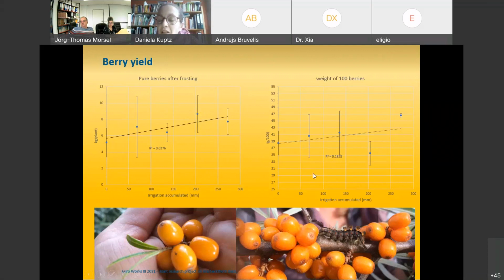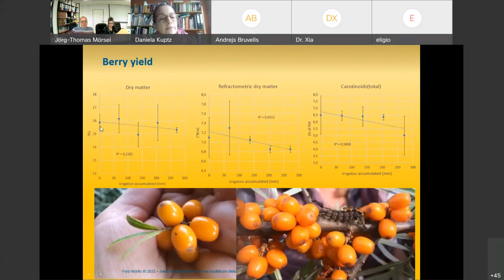The weight of 100 berries was not sufficient for me, because in the literature it lies about 50 grams per 100 berries. We didn't reach this, but we can see a slight declining line, so we hope we can figure out in the next years again.